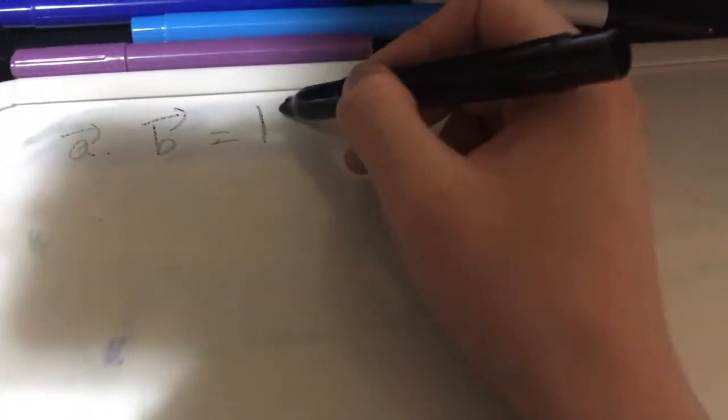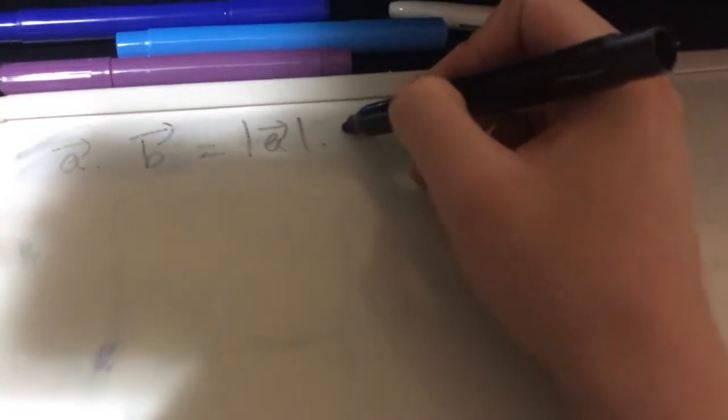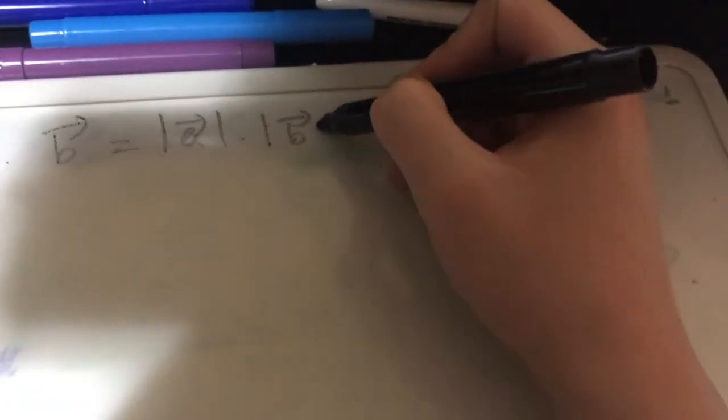Hello. So right now I will explain about the dot product. Okay, so let's jump right into it. We have vector A dot vector B will equal the magnitude of A times the magnitude of B times the cosine of delta.